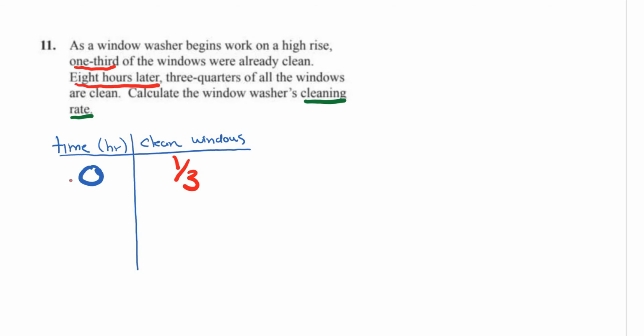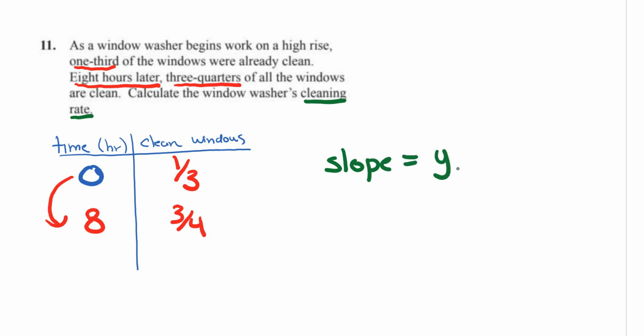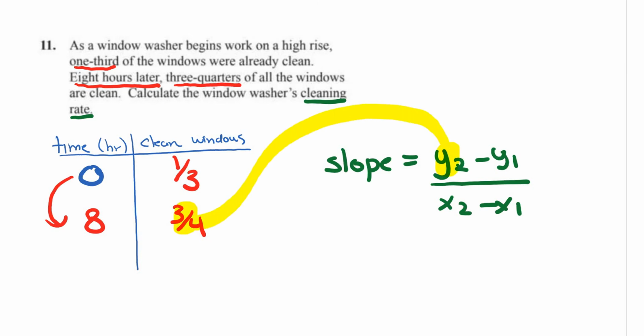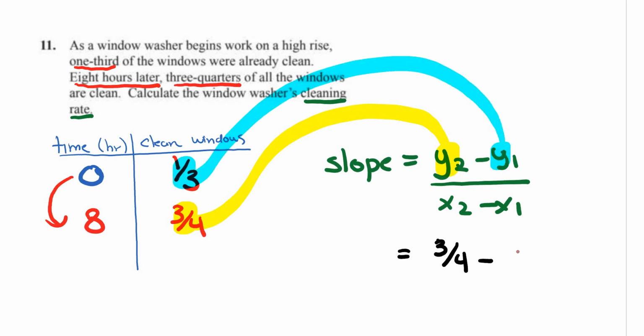So 8 hours later, I go from 0 to 8, right? It says 3/4 of the windows are all done. I want to calculate the window washer's cleaning rate, which is the same thing as finding the slope. Just like question number 10, slope is a rise over run, which is a difference in your y values divided by a difference in your x values. So what's the y2 value? Just like in the previous problem, it's going to be 3/4. So 3 over 4 minus, well, what's y1? Well, y1 is 1/3. So minus 1/3.